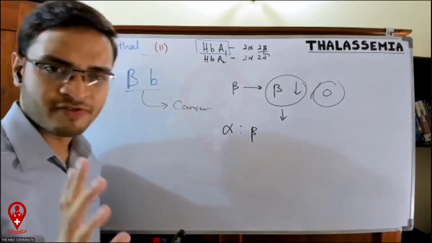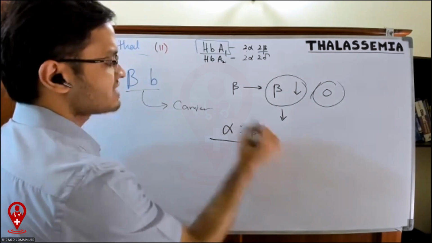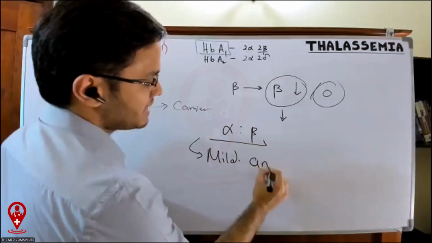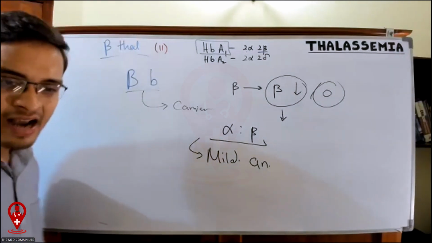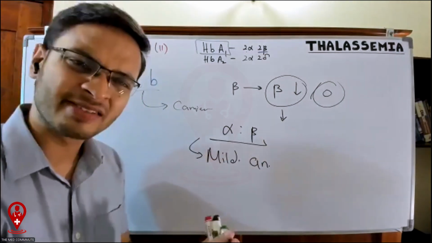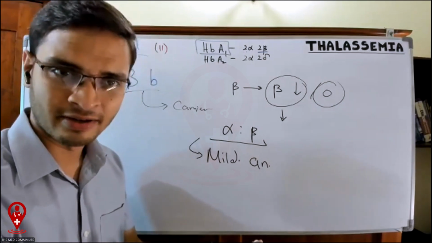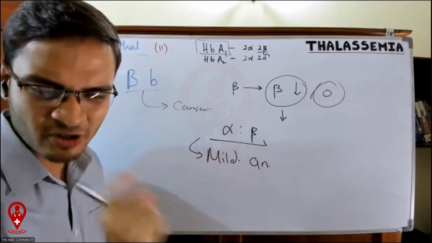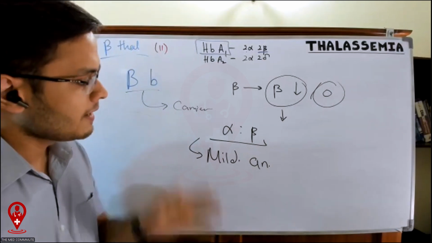Because of this, if the patient has beta thalassemia trait, they have mild anemia. And if you look at their jaundice, the jaundice is also going to be very light. Why? Hemolysis is not happening to such a great extent. So jaundice is also very mild, and the scleral icterus is going to be very mild.